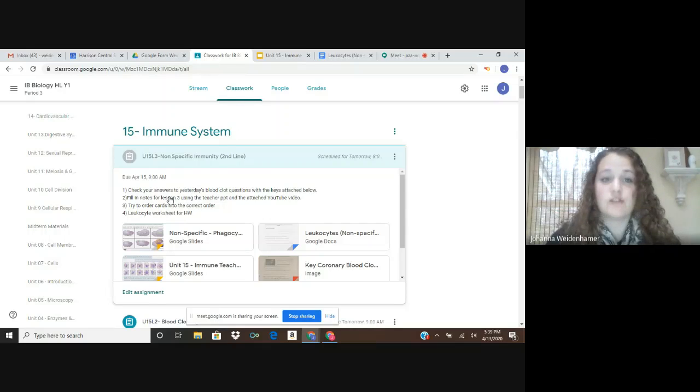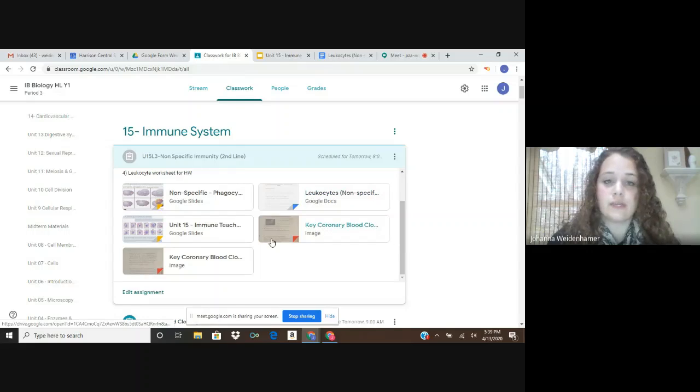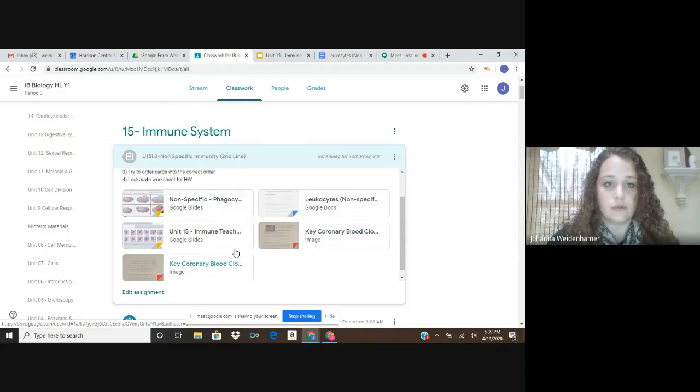Number one, we're going to check our answers to yesterday's blood clot questions with the keys that are attached below. There's part one and part two, so the first page and the second page. These pictures are the key, and I want you to check your answers, make sure that you're on the right track with what was going on with blood clotting in those questions.